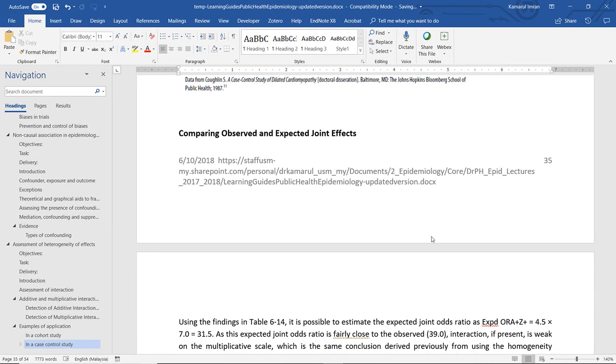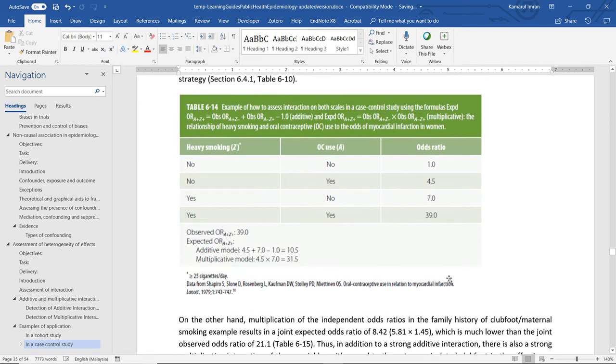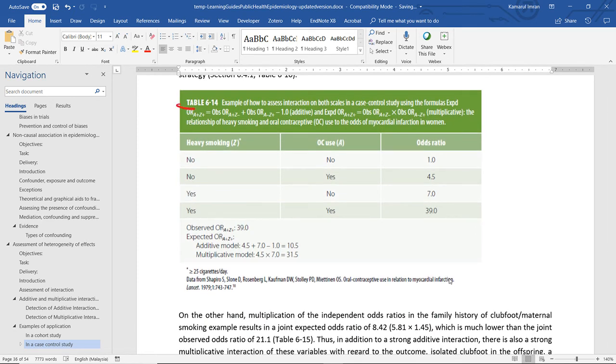The next method of assessment of interaction is to compare the observed and expected joint effects. In table 6-14, this is how you create the table. This is the Z, which is the effect modifier, and this is the oral contraceptive use, A. And then this is the odds ratio calculated. So this is the observed odds ratio, and this is the expected odds ratio, additive and multiplicative.